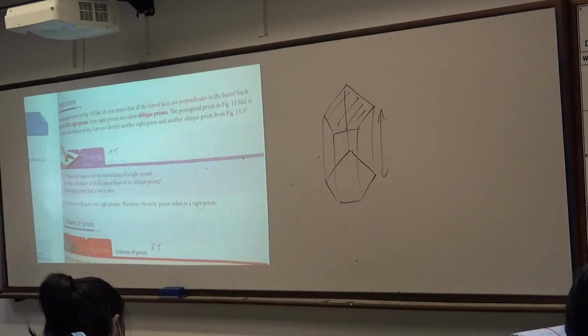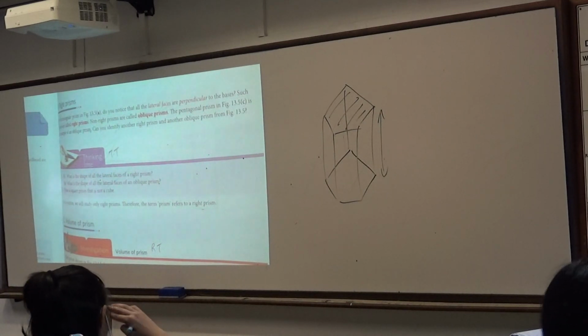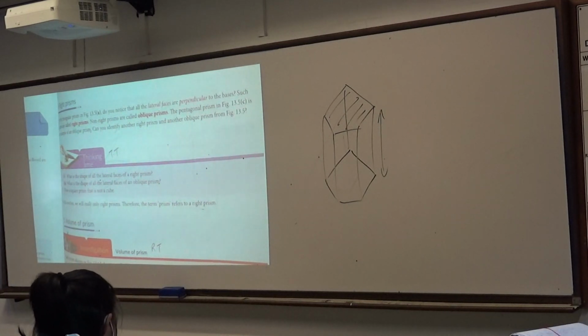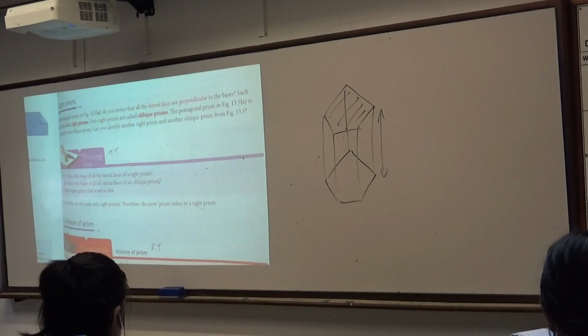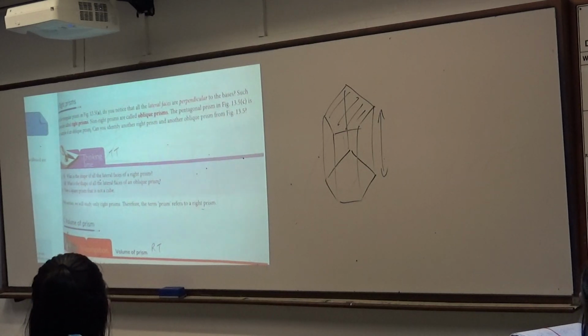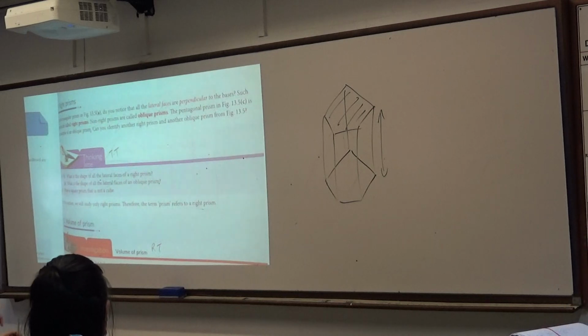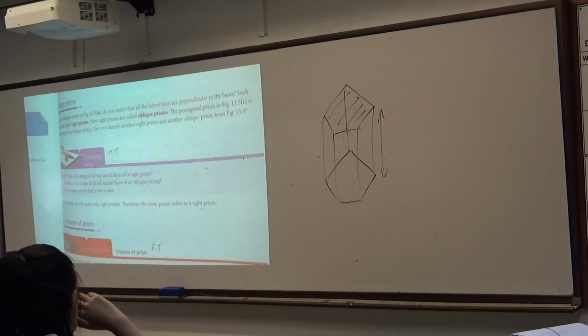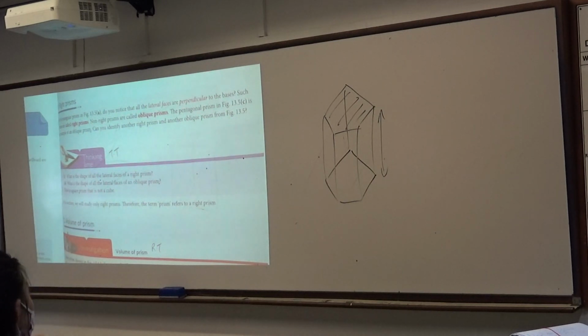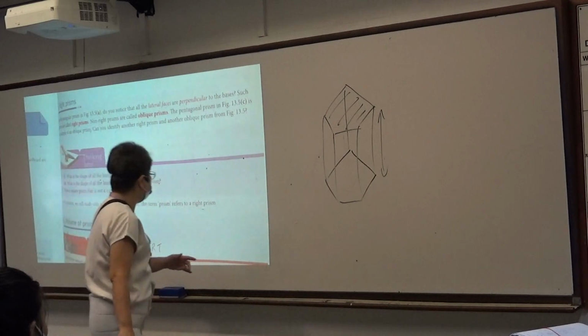For the triangle prism in figure 13.5a, you notice that all the lateral faces are perpendicular to the base. Such prisms are called right prisms. Non-right prisms are oblique prisms. Actually, oblique is slanting. Okay? The prism in figure 13.5c is an example of an oblique prism. Can you identify another right prism, another oblique prism from figure 13.5?